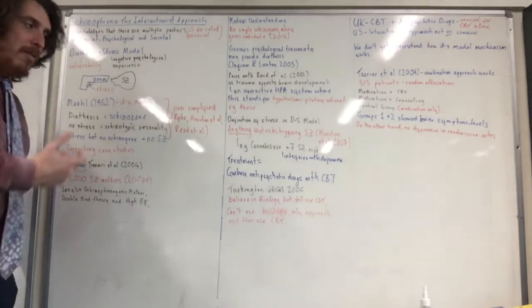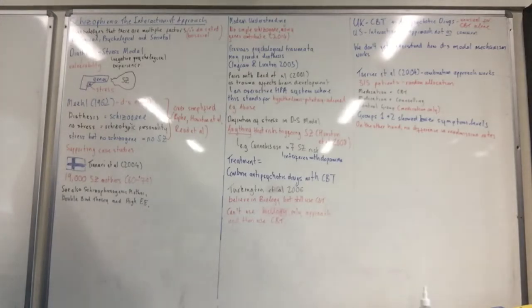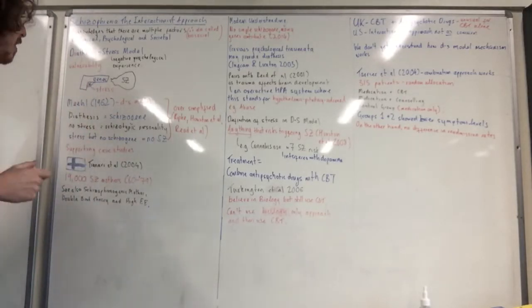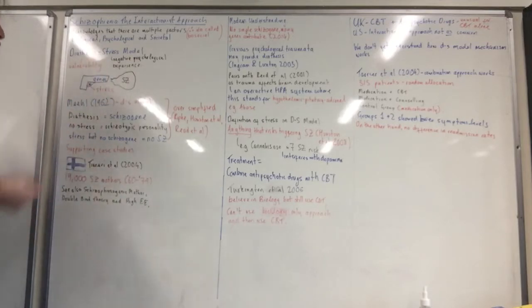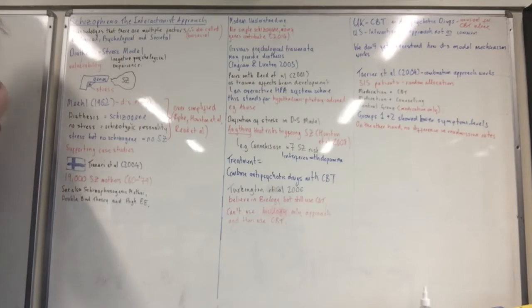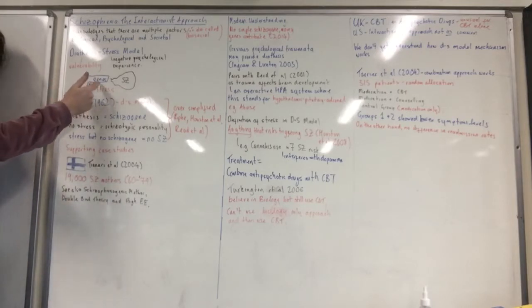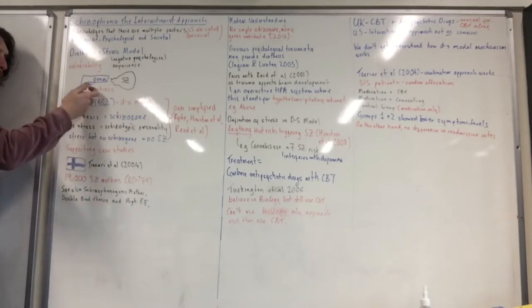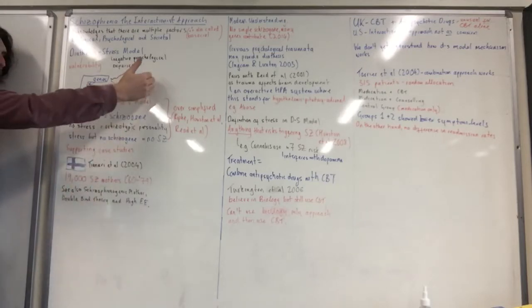The key bit of theory that underpins this is the diathesis stress model, where diathesis refers to a vulnerability and stress refers to a negative psychological experience. So, for example, diathesis could be genetic. It's the idea that this is like a loaded gun, and it's the stress that pulls the trigger and manifests itself as schizophrenia.